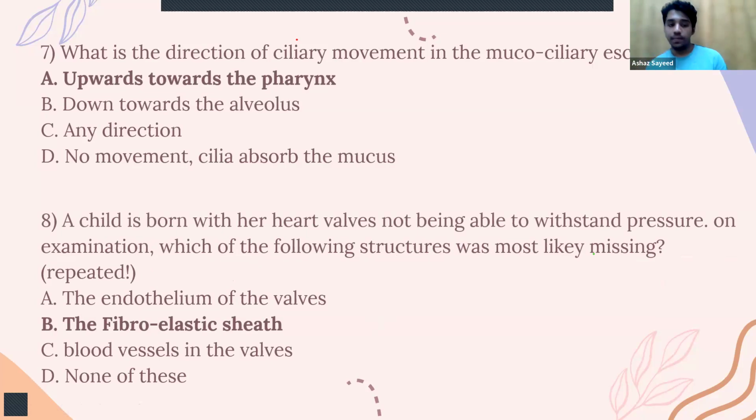Okay, on the eighth one, this was repeated actually, about the fibroelastic sheath. As I told you guys, the fibroelastic sheath was pretty important. It's a pretty important concept. It has been repeated before, and a question might come from it. Since the fibroelastic sheath is not present, the valves are not being sturdy. They're not being strong, so they're just flapping out. Okay, that's about them.